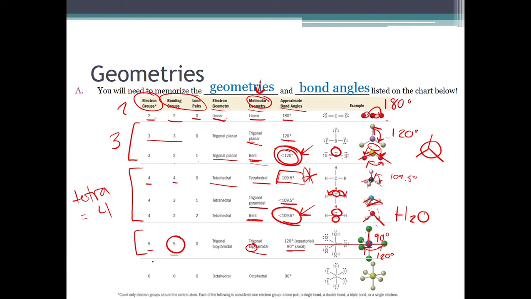Last but not least, 6 electron groups. This one's a little funny, tends to throw people. If it has 6 electron groups and they are all bonding groups, it is octahedral. Octa means 8, we have 6 bonding groups, but hedral means faces.